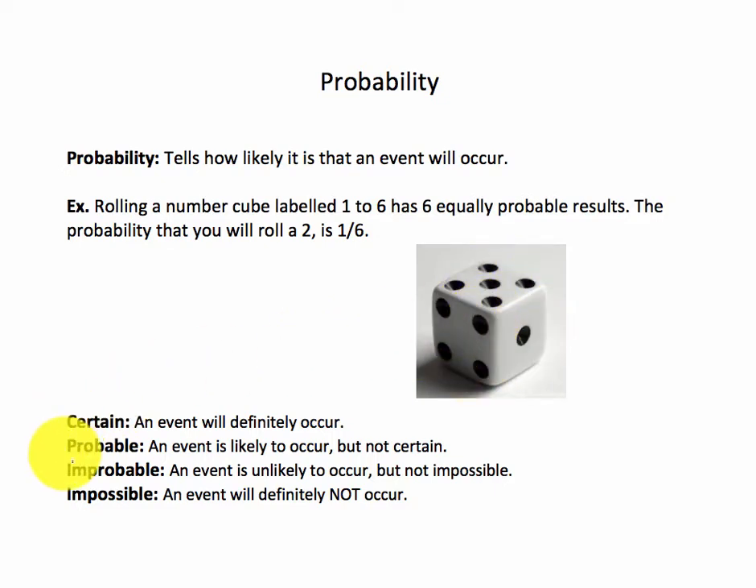A probable event is one that is likely to occur, but it's not for sure going to happen. So a probable event would be, say, the likelihood of it landing on 1 to 5.